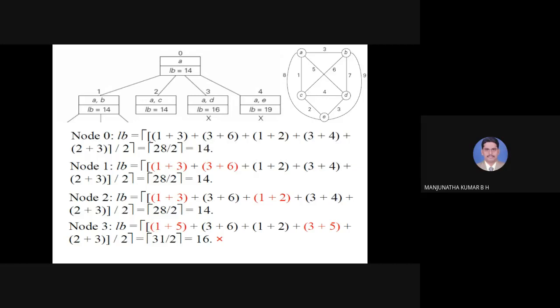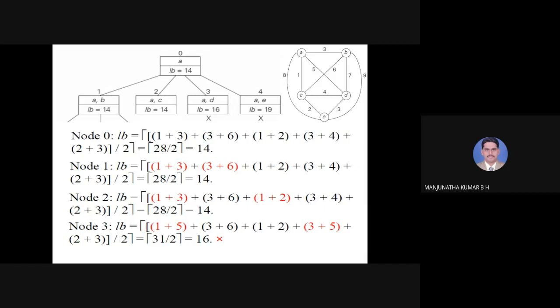Sir, in node 2, we are going only to two cities, A and C only. Then we also have to go to B, sir, because we have added 3 plus 6 in node 2. See, to calculate the lower bound, you have to consider the sum distances of every city. Consider the sum distance of every city.